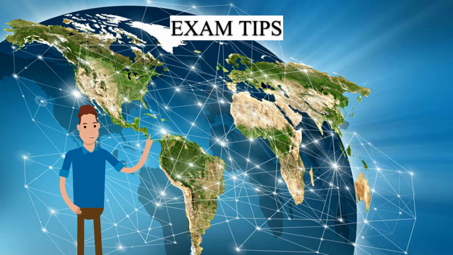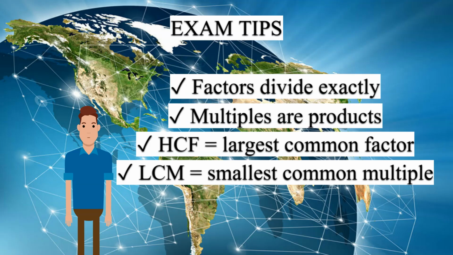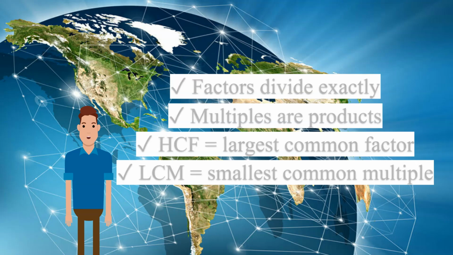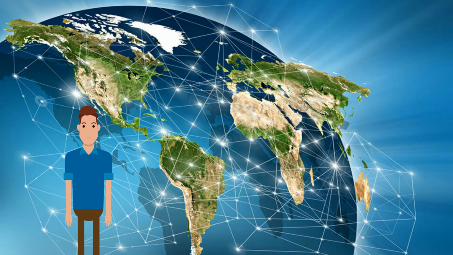A common exam mistake is confusing HCF and LCM. Remember, HCF looks at factors and finds the largest common one. LCM looks at multiples and finds the smallest common one. Always write out factors or multiples carefully if you're unsure.